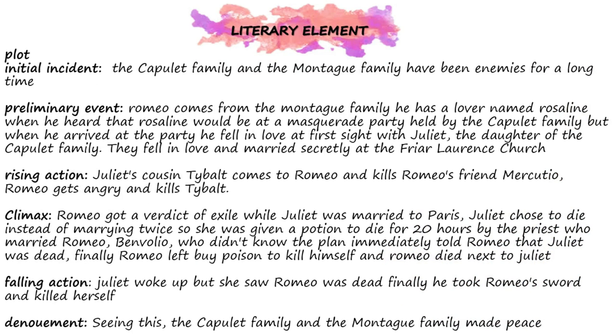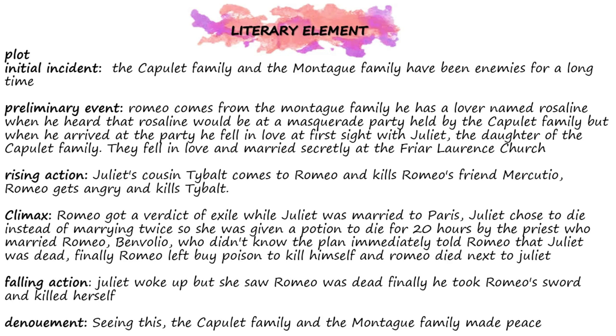Drama has literary elements, called plot. The initial incident: the Capulet family and the Montaigu family have been enemies for a long time. And there is the preliminary event: Romeo comes from the Montaigu family. He has a lover named Rosalind. He heard that Rosalind will be at the masquerade party held by the Capulet family.